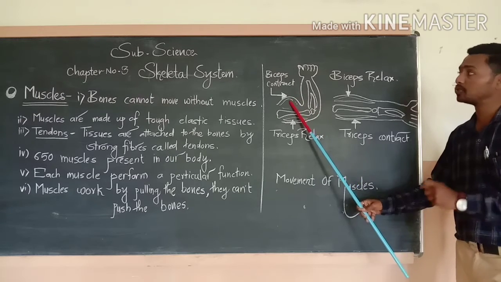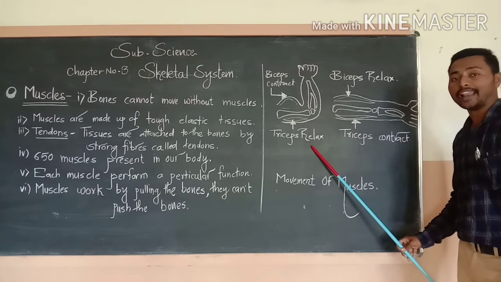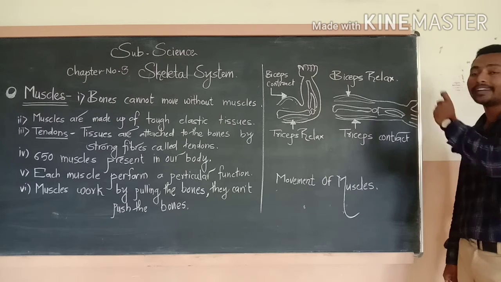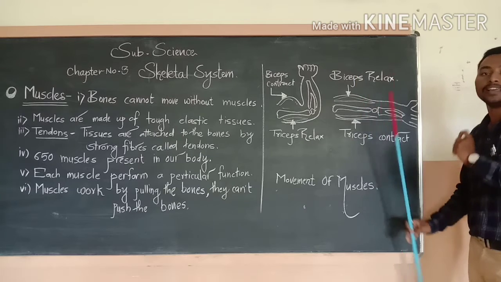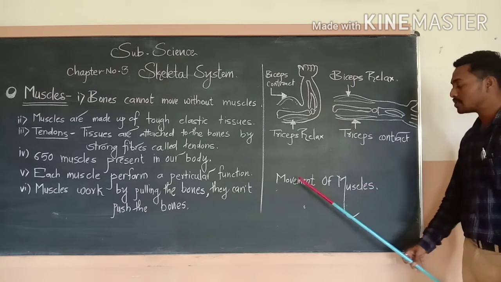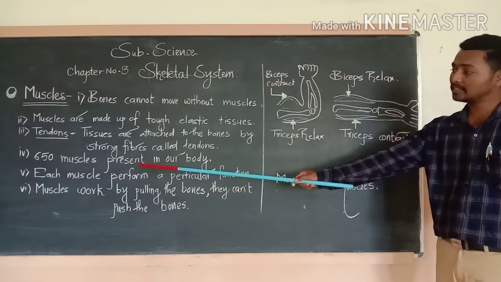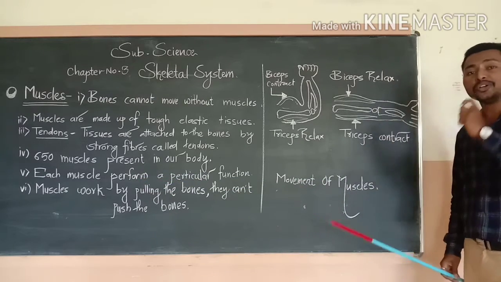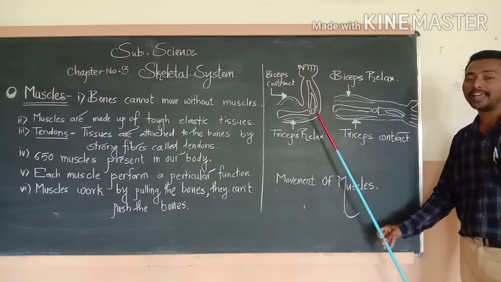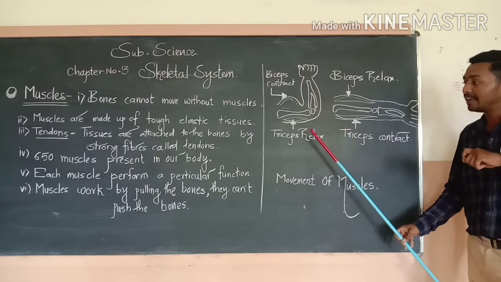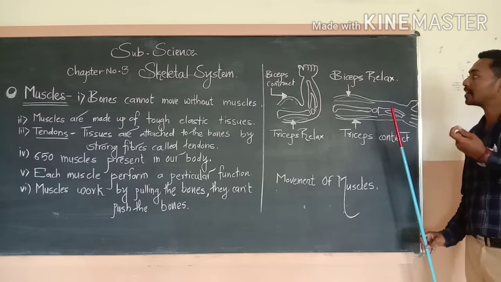The upper portion shows that the bicep contracts and lower portion shows that tricep relaxes. So both figures also show the contraction as well as expansion of biceps as well as triceps. So this diagram shows the movement of muscles. Write down all six points in your notebook and also draw a neat labeled diagram of movement of muscles including biceps as well as tricep, contracted bicep and relaxed tricep, as well as relaxed biceps.